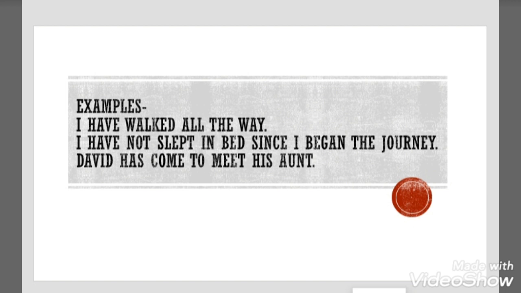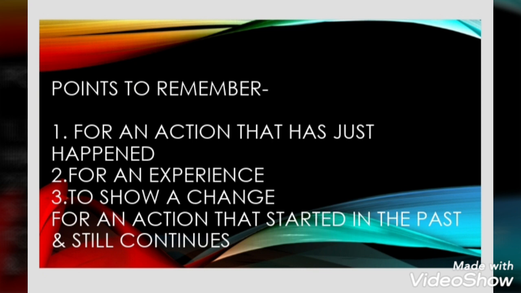Now, read the table below to see how we use the present perfect tense. We use the present perfect tense for an action that has just happened. Means any action or any task which has just finished. For example, I have just read a story written by Charles Dickens. Here, the subject has completed the reading of the book. Next example, David has just arrived. Here, David has just come means the action has just happened.